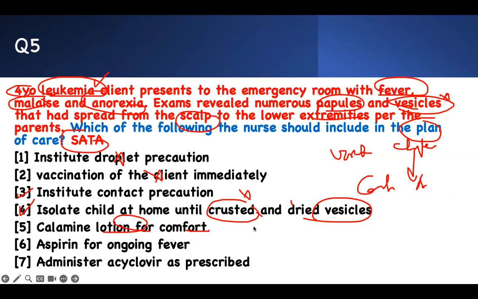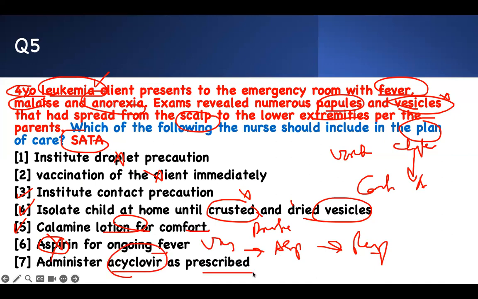Calamine lotion for comfort. These lesions are very pruritic, that means it's itchy. Lotion for comfort. It's a viral infection. Stay away from aspirin, otherwise they get what? Reye syndrome. Aspirin for fever, negative. No.